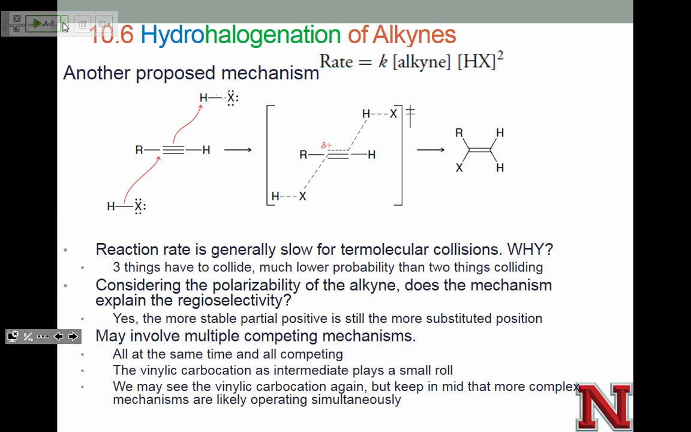But the takeaway from it is, if we have only one addition of our HX, we're going to add our X on our more substituted, and we're going to retain that pi bond, because we only use one pi bond if we only have one addition.